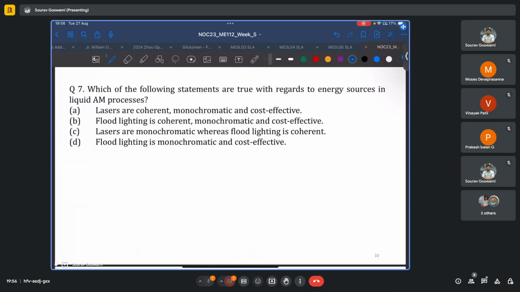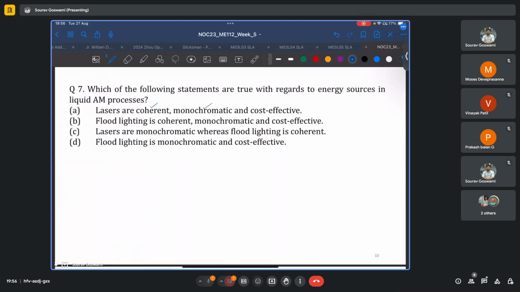The next question, question 7. Which of the following statements are true with regards to energy sources in liquid AM processes? So we'll have to examine each statement and check whether they are true or false. The first statement, lasers are coherent, monochromatic, and cost effective. As we saw, lasers are indeed coherent. That is, there is no phase lag or phase lead between the electromagnetic waves that are constituting a laser beam.